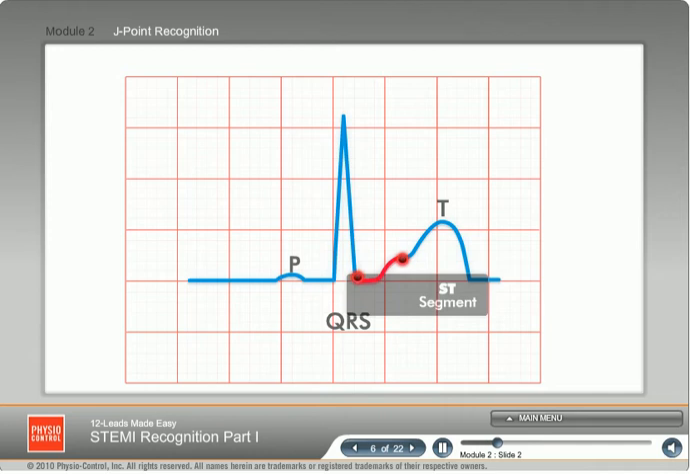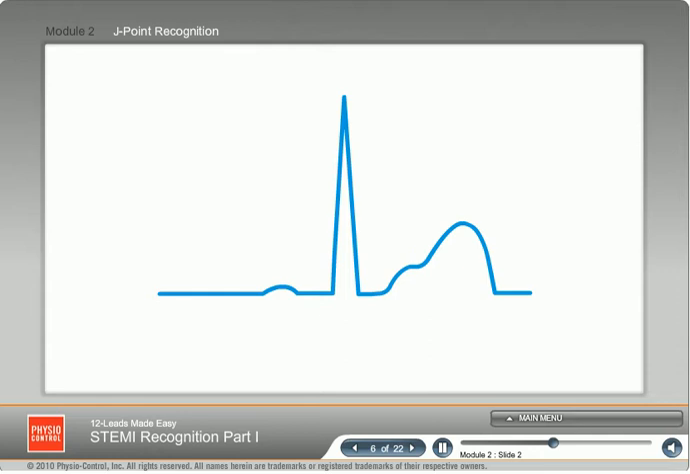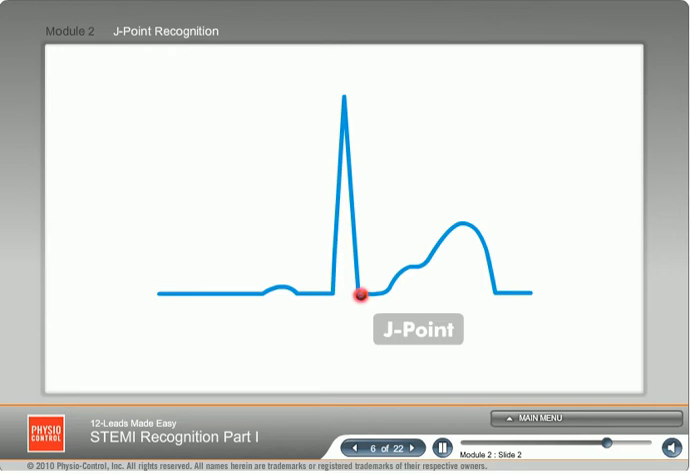At first glance, it may seem as if there is ST segment elevation present. In reality, however, there is not, at least not as it relates to STEMI. When identifying ST segment elevation, it is important to realize that the initial part of the ST segment is what we're most interested in. The earliest portion of the ST segment is called the junction point or the J point. It's at the junction point of the QRS and the ST segment where the ST segment analysis is done.